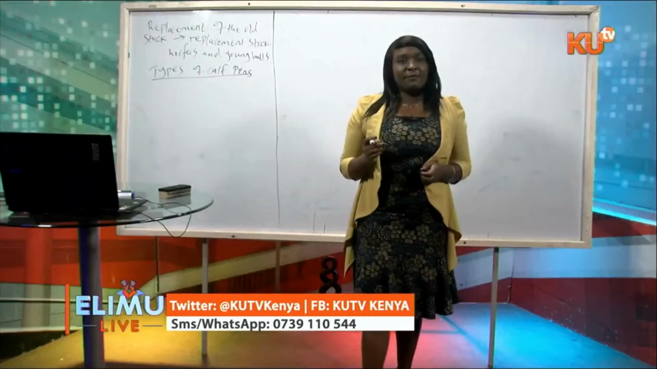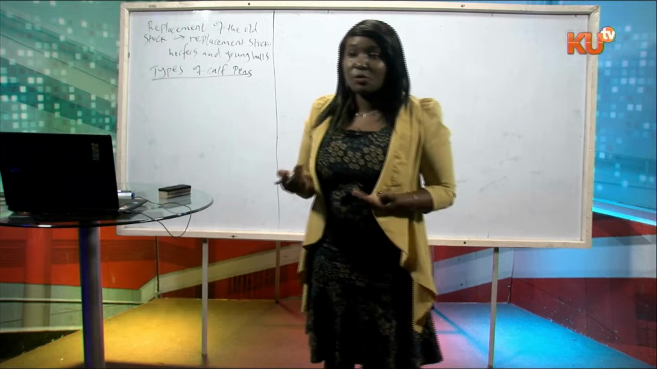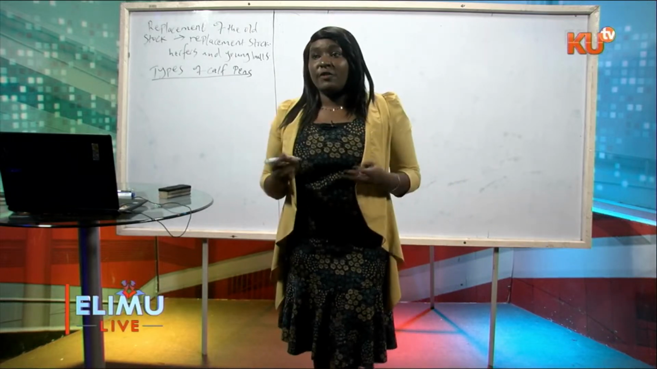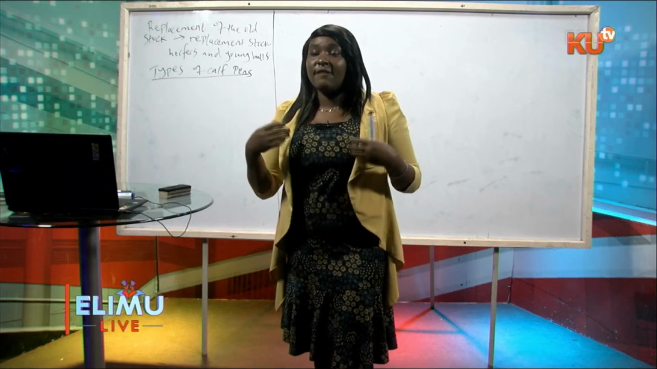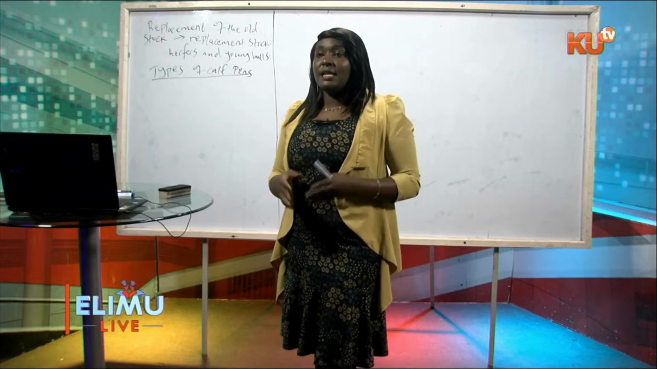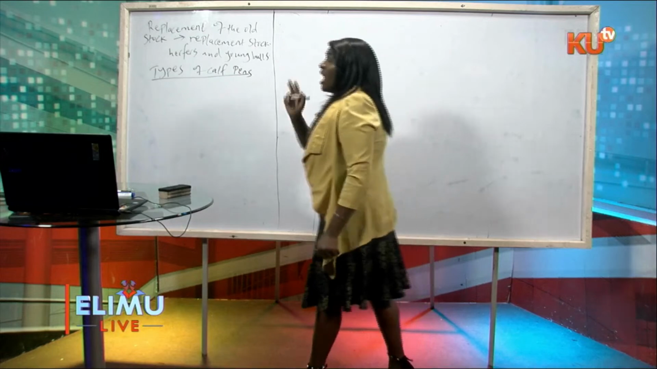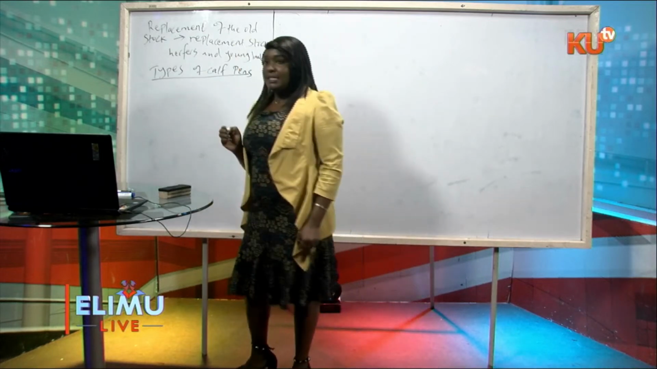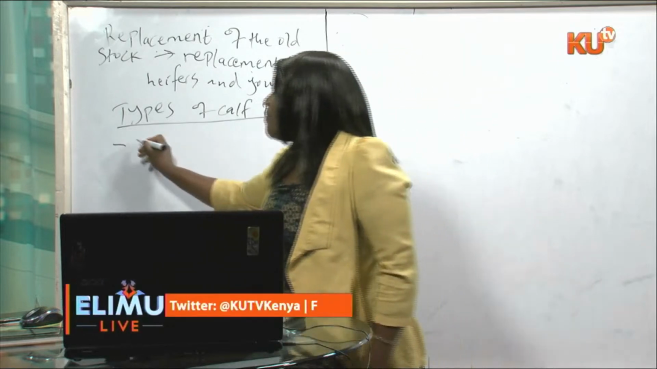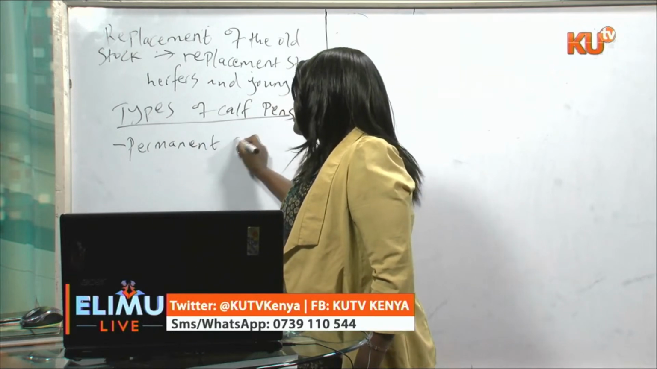And the types of calf pens we have vary depending on, of course, the amount of money that you have in your pocket. It depends on the kind of area that you are living. If it is in a flooded area, you need to look for a particular type of calf pen that will suit that particular region. So generally we have two main types of calf pens. And the first type of calf pen is called the permanent calf pens.